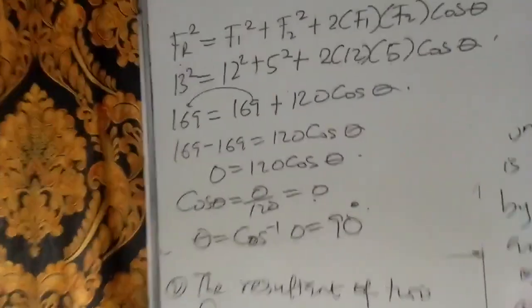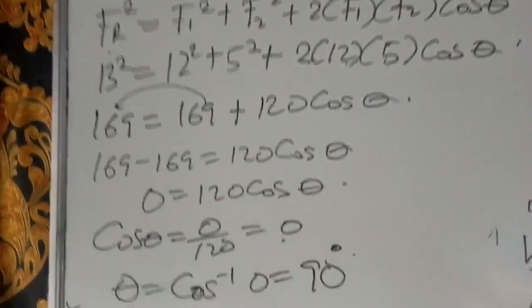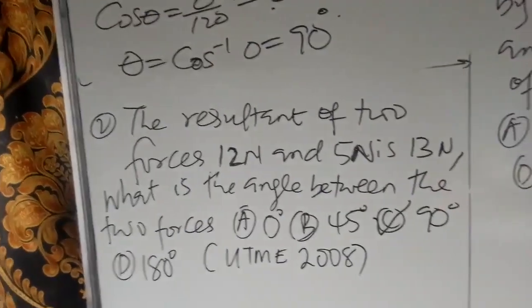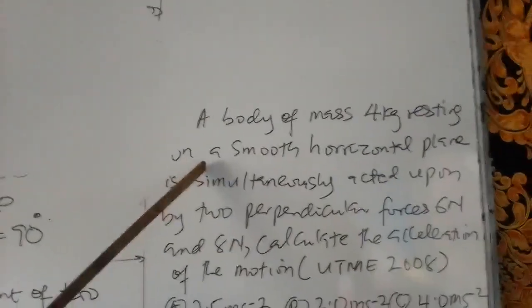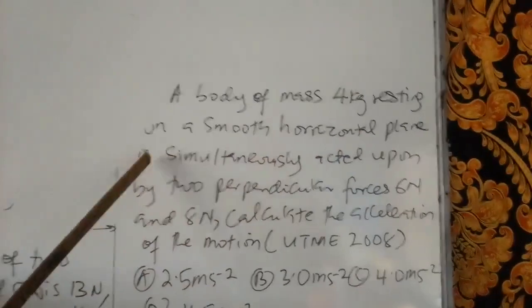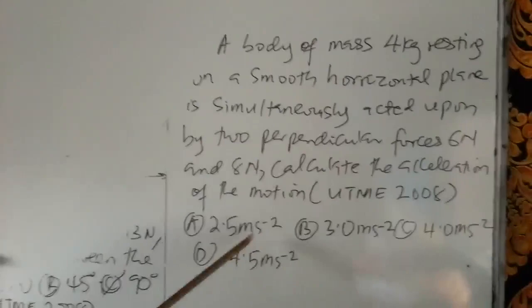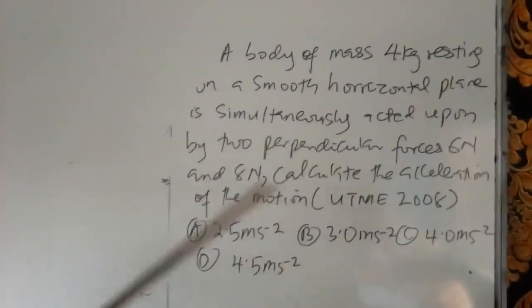So as you look at the tutorial, we prepare for the third question. We'll go to the third question over there, on the other side of the board, that says, a body of mass 4 kg resting on a smooth horizontal plane is simultaneously acted upon by two perpendicular forces, 6 Newton and 8 Newton. Calculate the acceleration of the motion.